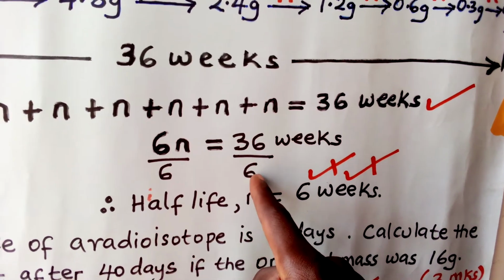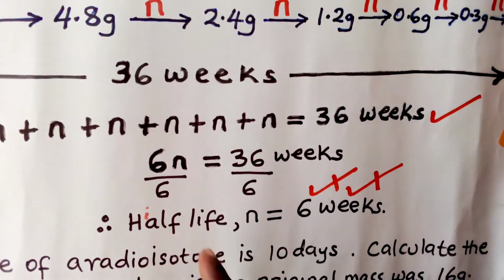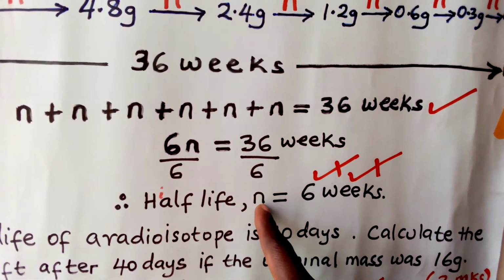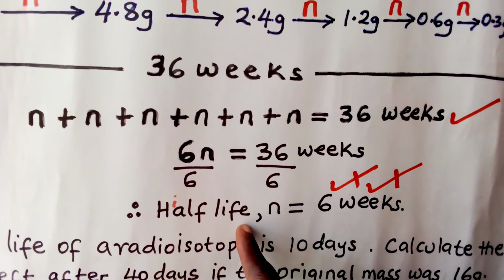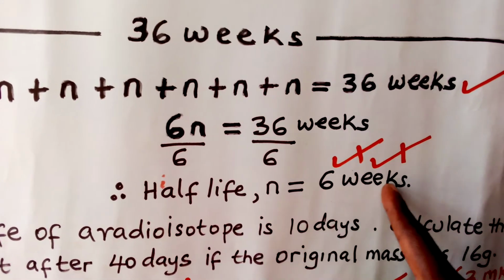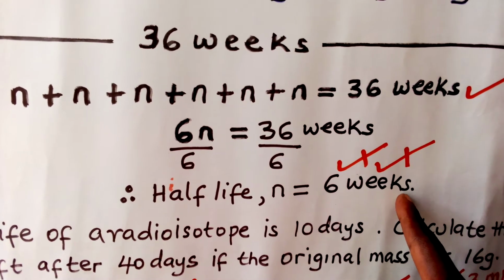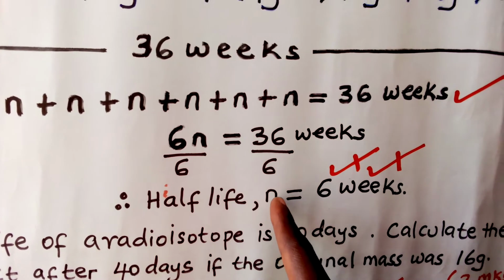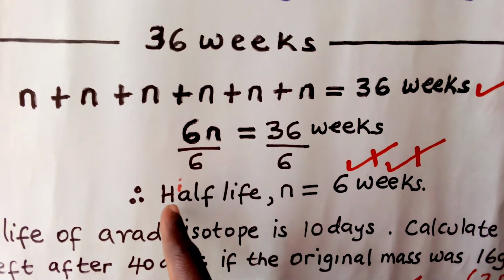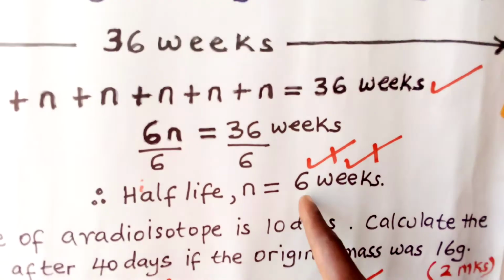So 36 divided by 6, you get what? 6. Remember, this time was in weeks, 36 weeks. So the answer you have calculated, the n, should also be in weeks. And this n is representing what? Half-life. So for that reason, we shall say the half-life n is 6 weeks. If we just say the n is 6 weeks, it would also be good. But it's better to define what n is. In this case, n represents half-life. If you picked x, you would also say the half-life x equals 6 weeks. Don't forget to write the units.